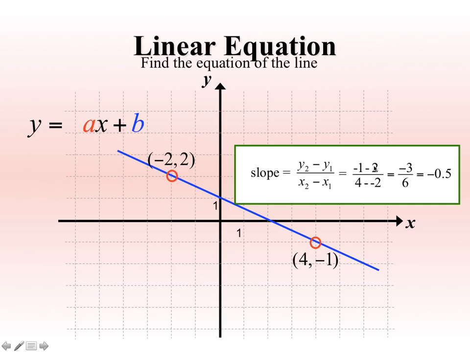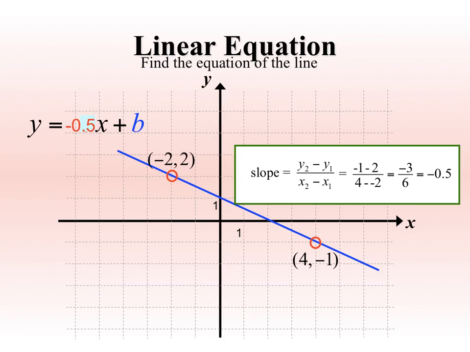So I had minus 1 minus 2 gives me minus 3. 4 minus minus 2 gives me 6. And minus 3 over 6 reduces to either minus 1/2 or minus 0.5. And now I have my slope. So once I have this slope, I take that number just as it is, and I drop it right in there. Instead of the a, I'm going to put minus 0.5.